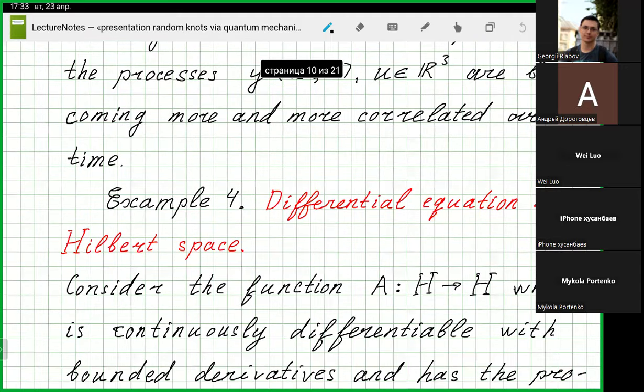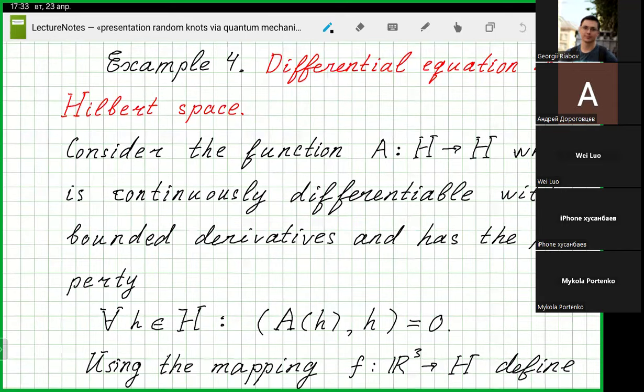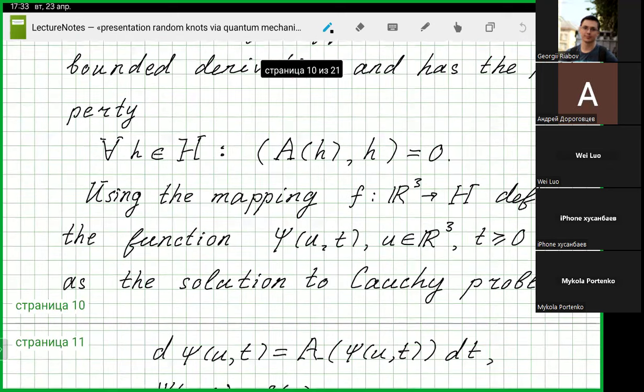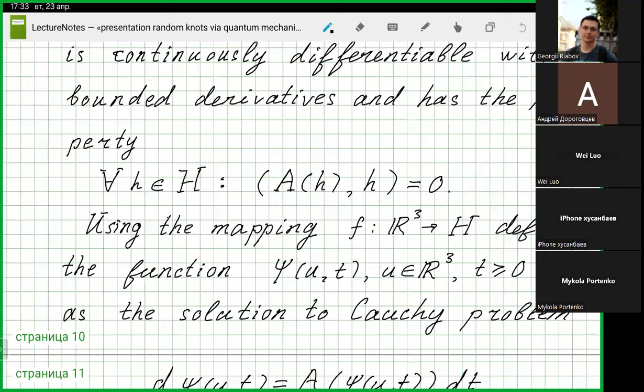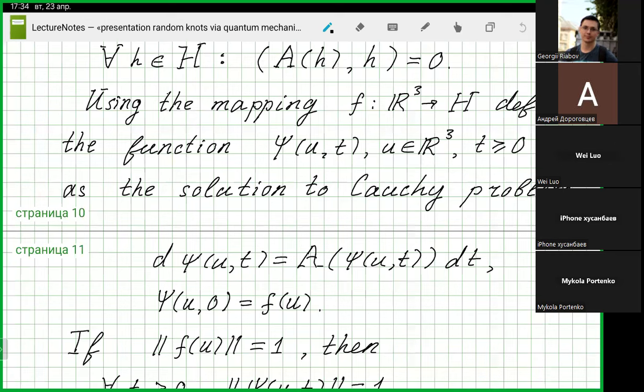Now the next example, example 4. This is simply a differential equation in Hilbert space. Consider a function h from H to H, which is continuously differentiable with bounded derivatives and has the property that for all h belonging to H, the scalar product (a(h), h) is equal to 0. Then the solution, using the method, defines the function psi_u(t) as a solution to the Cauchy problem for such a stochastic ordinary differential equation in Hilbert space.